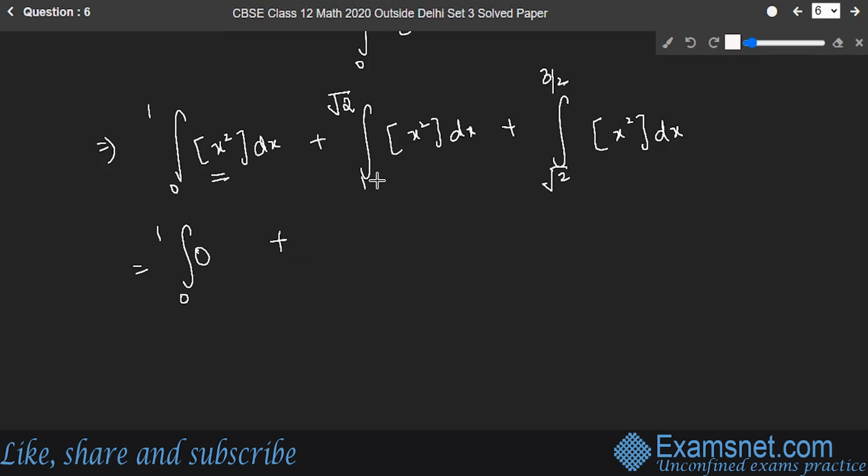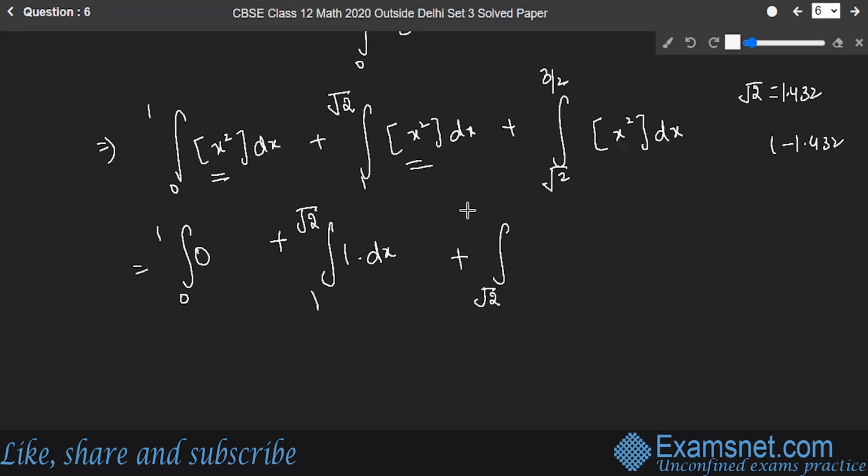And for 1 to root 2, see, the value of root 2 is equal to 1.432. So between 1 to 1.432, this is going to take definitely the value of 1. So 1 into dx, limits 1 to root 2. Now you're left with the last one, limit root 2 to 3 by 2. So this is equal to, see, this is 1.432 to 1.5, right? This will give you 2 into dx. Okay, greatest integer function. So I'll be taking over here 2. That's it.